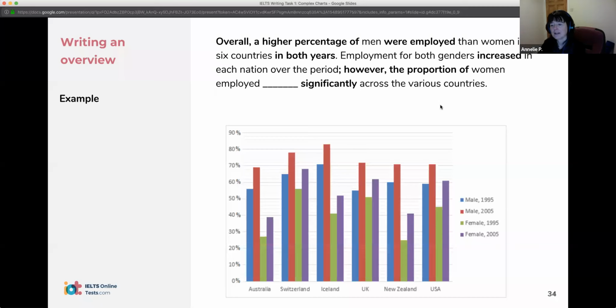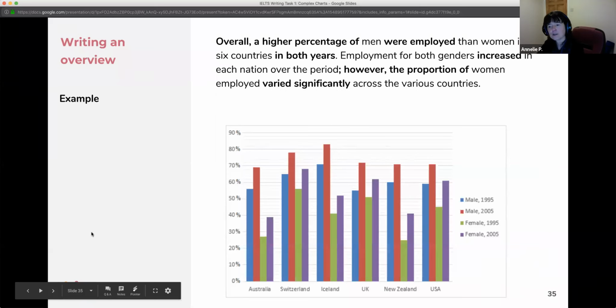What are we going to put there? Okay, very nice, Irem. Okay, Chara, think about your tense. Yeah, and Aziz, remember that we're looking at 1995 and 2005. So we're completely in the past. Yeah, so varied or fluctuated, of course, would work as well.